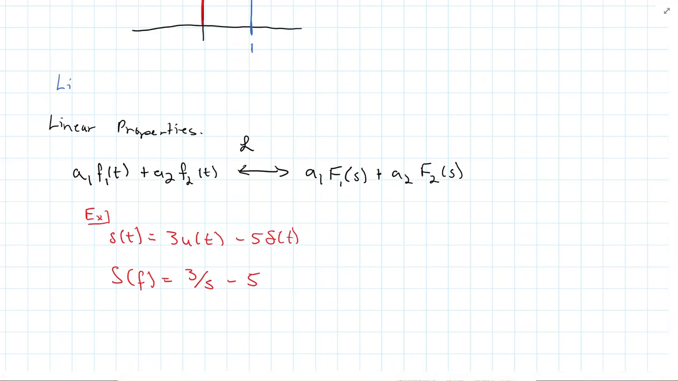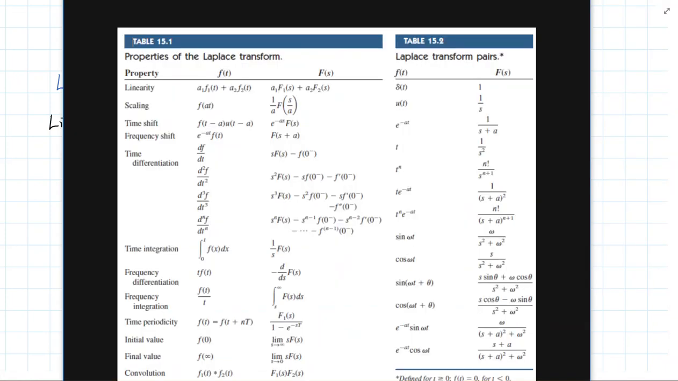That's basically what the linear property says. You just look at it: oh, the Laplace transform of u at t is 1 over s, the Laplace transform of delta is 1, and we're done. Which of course is a very useful property to have. Then there are some of these scalings and time shifts, which we will talk about in a second, but the one I want to talk about next is what's called the time differentiation.